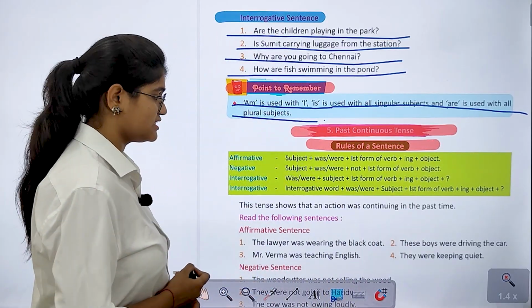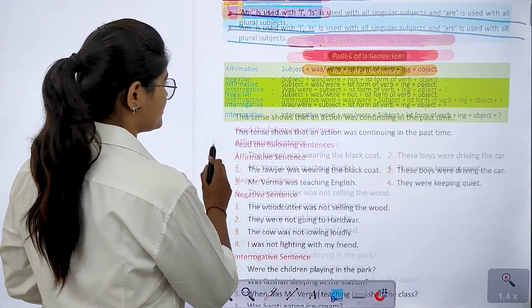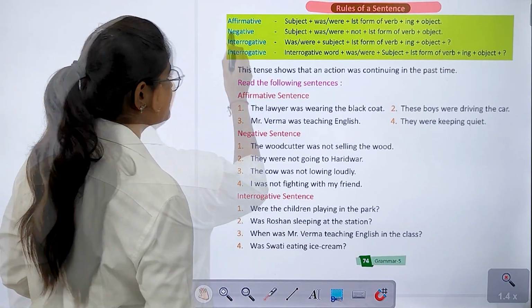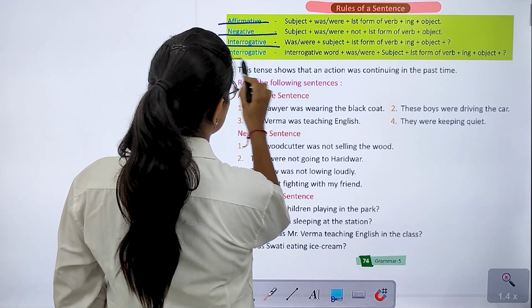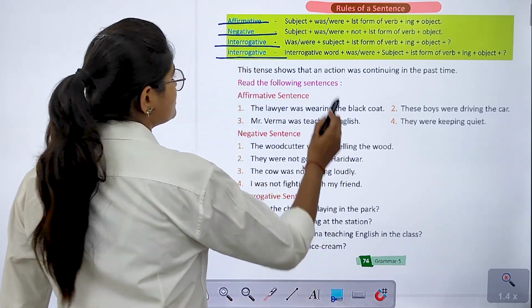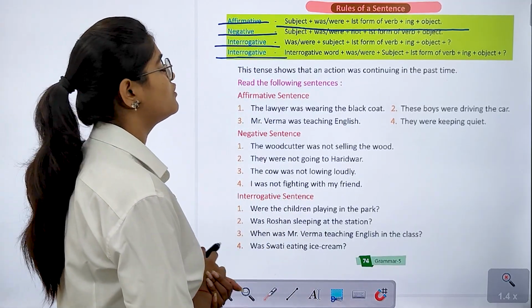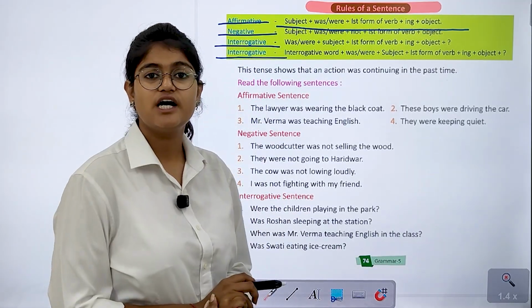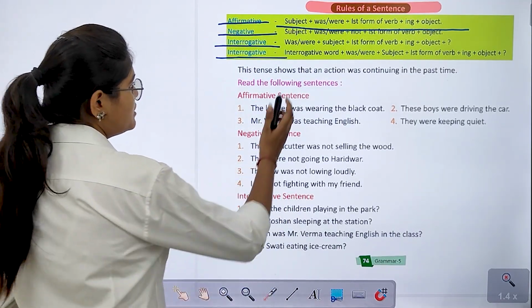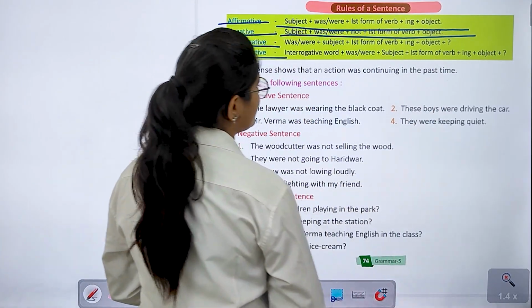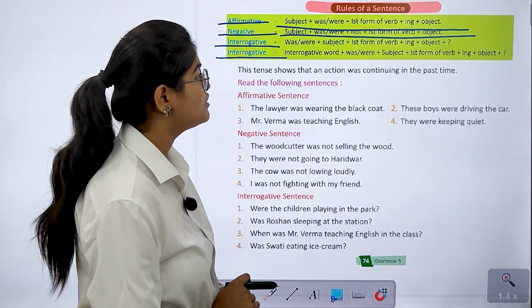After that, the next thing that we have is past continuous tense, and again we have the rules of a sentence. So let's begin with the rules of these sentences. Affirmative, negative, interrogative and interrogative. So the formation is subject plus was verb plus first form of verb plus ing plus object. The next form is subject plus was verb plus not plus first form of the verb plus object.